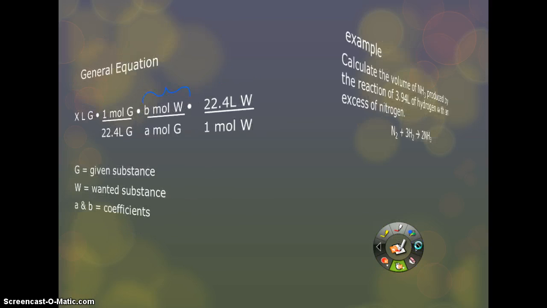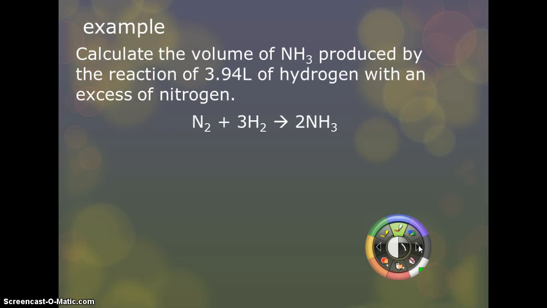ratio. So if we try a problem, we're going to calculate the volume of ammonia produced by the reaction of 3.94 liters of hydrogen with an excess of nitrogen. First thing you need to do, identify what you were given and what you were looking for. And we have been given 3.94 liters of hydrogen. We are looking for the volume of ammonia. So when we look at our balanced equation, the only two things we're going to consider are our hydrogen and our ammonia. We're not going to pay attention to the nitrogen.